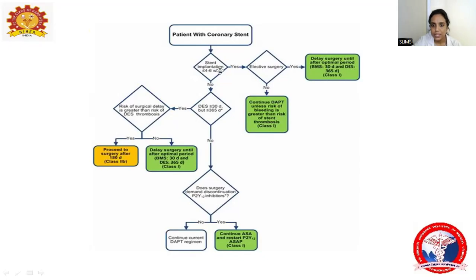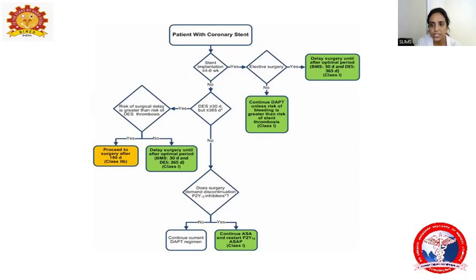Now, if the stent was placed more than 4 to 6 weeks ago, proceed. If it's not more than 4 to 6 weeks, then you have to see if the risk of surgery delay is greater than the risk of thrombosis. If yes, proceed with the surgery. If no, you can delay the surgery until the optimal period. Now, does the surgery demand discontinuation of the P2Y12 inhibitors? If yes, continue the procedure and restart it afterwards. If not, then continue the current dual antiplatelet drug therapy.